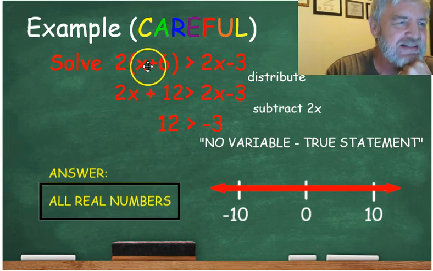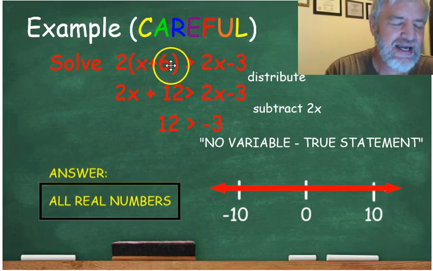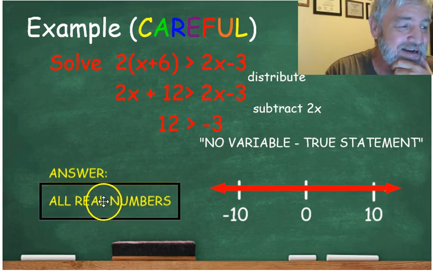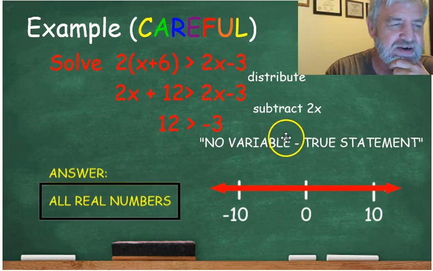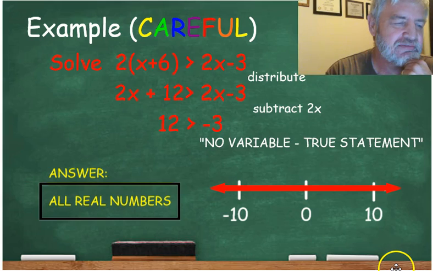This is going to be x plus 12. This is going to be x minus 3. Anything with 12 added to it is going to be bigger than anything with 3 subtracted from it. So any number that you use, when there's no variables left and the statement is true, the answer is that all numbers work. And then the final example.